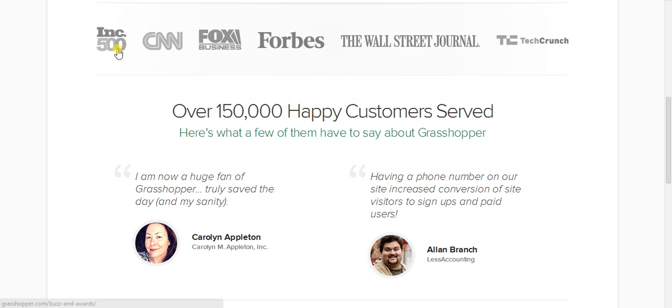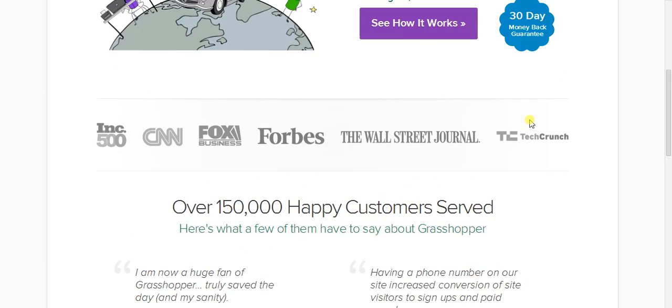But then they also have these large corporations which also use the Grasshopper service. It really sends a profound statement saying that these businesses trust and use our service, you may as well, and it works for them. This website is continually capturing leads and creating customers for Grasshopper.